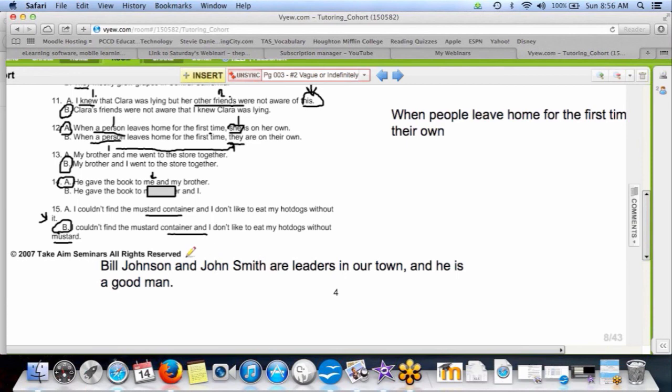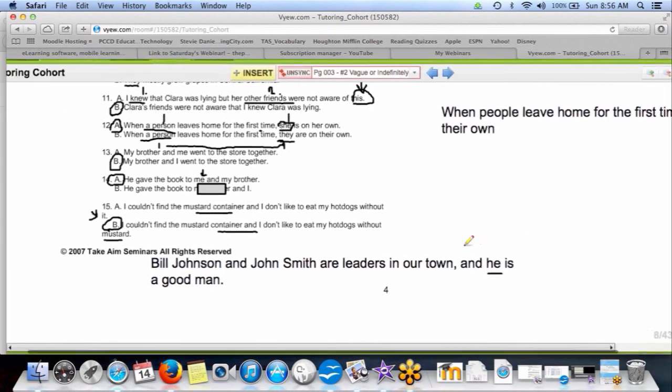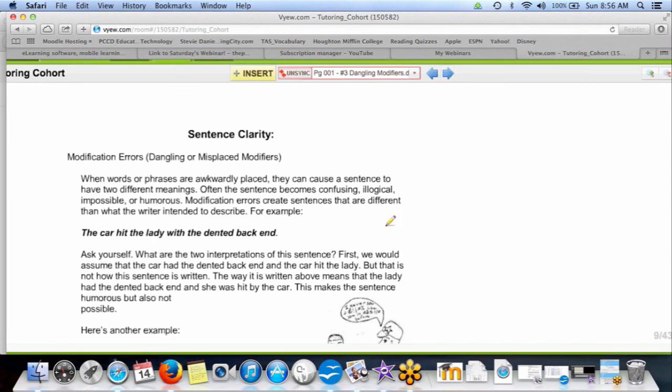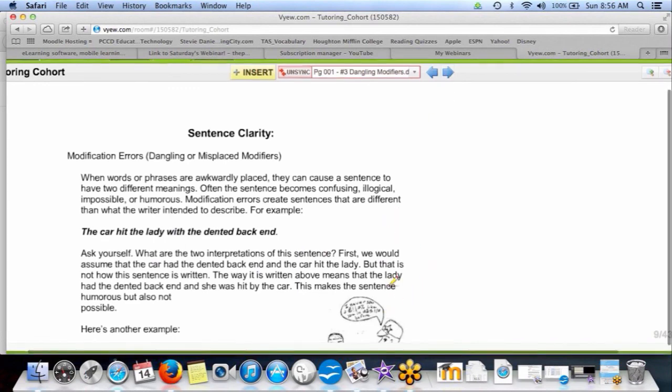I put a vague one down here. Bill Johnson and John Smith are leaders in our town, and he is a good man. Can you see how that's a problem? Is it Bill Johnson that's a good man, or is it John Smith that's a good man? So we'd have to make it specific. We'd have to say Bill Johnson and John Smith are leaders in our town, and Bill Johnson is a good man, or John Smith is a good man, or both are good men. Okay, so everybody, congratulations, you just got past vague pronouns. We are now headed to sentence clarity on the modifying errors.